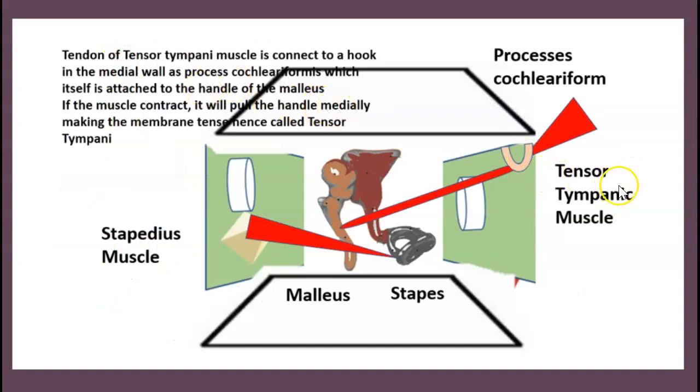The tendon of the tensor tympani muscle is connected to a hook in the medial wall, the processus cochleariformis, which itself is attached to the handle of the malleus. If the muscle contracts, it will pull the handle medially, making the membrane tense, hence the name tensor tympani.